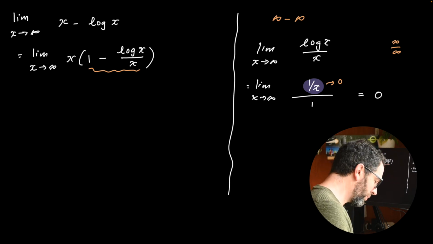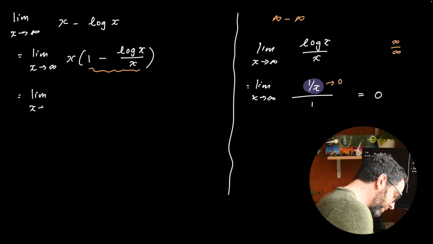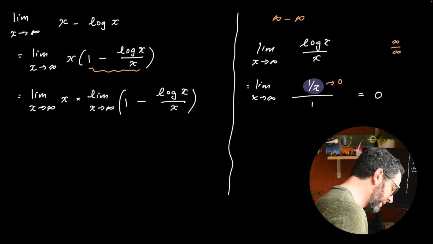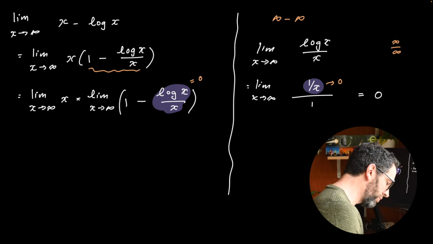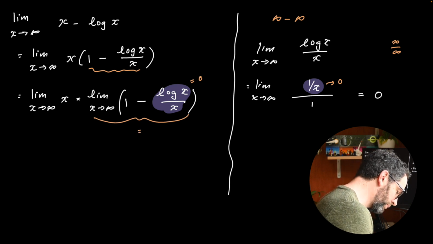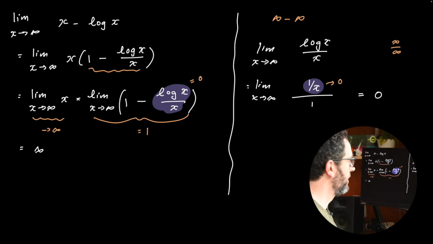Just this once, I'm going to remember that when we've got limits of things multiplied together, we can take the limits separately. So I'll spell it out in full this time, and I may not in the next example. That equals the limit as x goes to infinity of x times the limit as x goes to infinity of everything else, 1 minus log x over x. What we've seen is that this piece over here is just 0, so this overall piece is going to equal 1. And this bit, as x goes to infinity, goes to infinity. So overall, that's going to give us the limit of infinity, as we kind of expected in the first place.